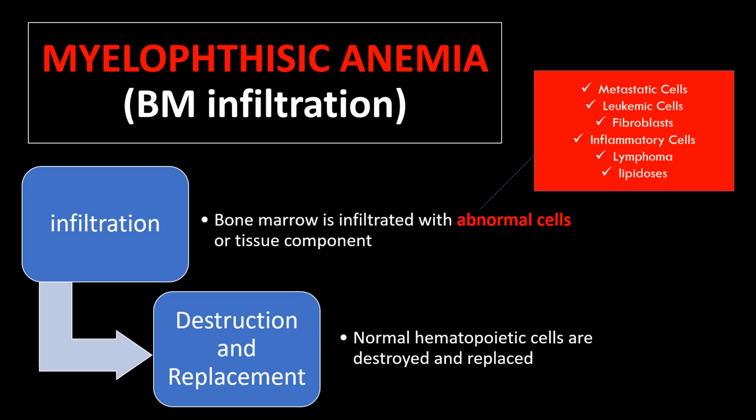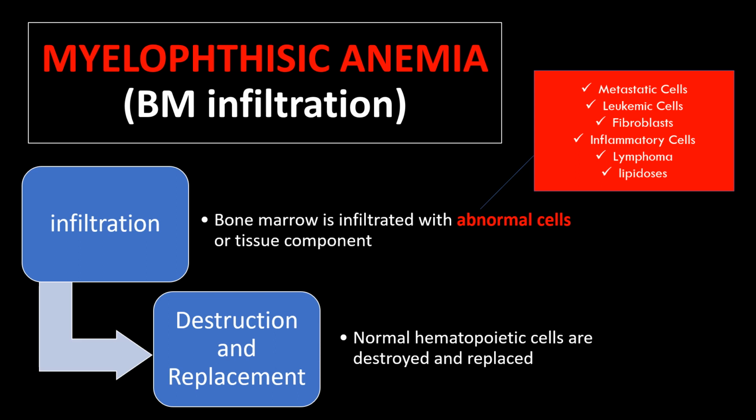The last disease entity that we'll be discussing for this discussion that causes bone marrow failure is the myeloproliferative type of anemia, in which the bone marrow is infiltrated by metastatic cells, leukemic cells, fibroblasts, and other abnormal cells. So, to briefly discuss the pathophysiology for myeloproliferative anemias, there would be infiltration of abnormal cells or abnormal tissue components. For example, I mentioned metastatic leukemic cells, fibroblasts, increased number of inflammatory cells in cases of multiple myeloma, leukemia, and lymphoma. And also in a disease state such as your lipidosis or storage disorders.